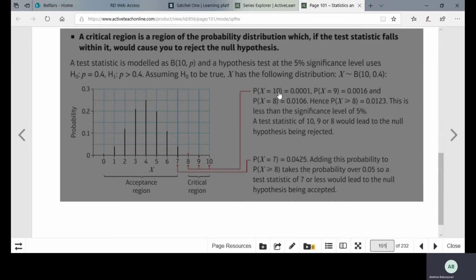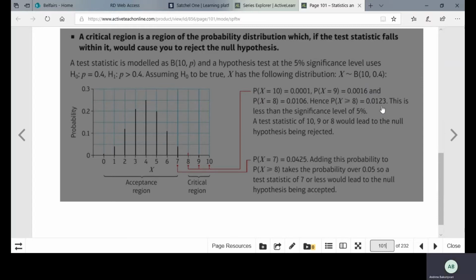With these 10 trials, they've built up a little line graph of the probability of getting this number of successes within those 10 trials. So 0 successes, 1, 2, 3, 4, 5, 6, 7, 8, 9, 10. And we can see here how they've got those values. You can get those straight from your calculator. 0.0001 is the probability that X equals 10. And then you can see on and on from here. And the probability that X is greater than or equal to 8, remember, would be the combination of 10, 9, and 8.